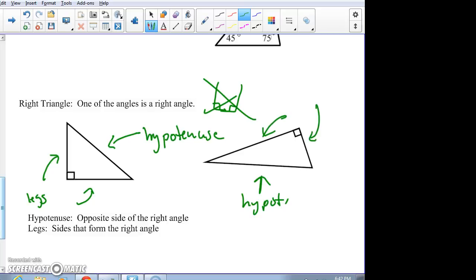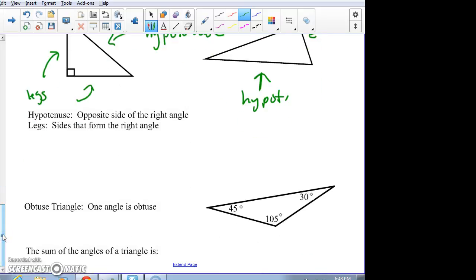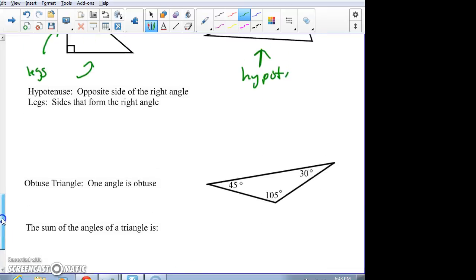And these two would be the legs. Corny joke coming, get ready, brace yourself. So what did the hypotenuse say to the other two sides of the triangle? Said nice legs. Ha ha. You're laughing. Don't lie. You're laughing right now. Even though I can't see you, I know you're laughing.